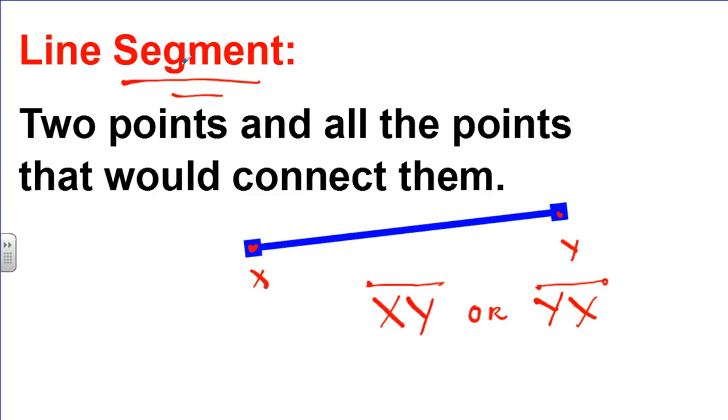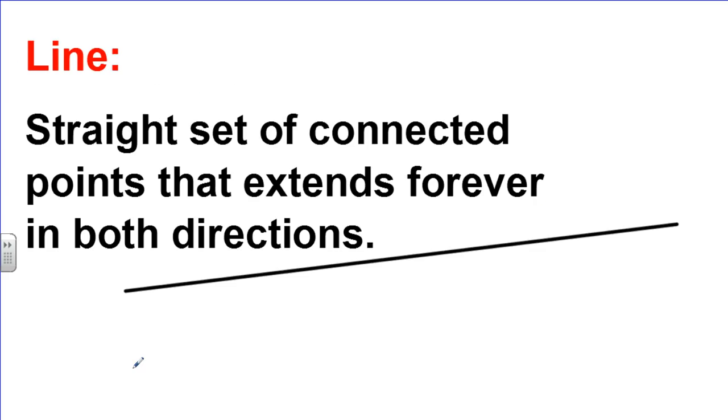And what is a line? Well, a line is if one were to continue on infinitely in both directions. I'm going to draw these little arrows on this line. So highlight the definition: a straight set of connected points that extends forever in both directions. It is also named by the points that are on it. So if I had point G and point F, I would name this thing line GF.